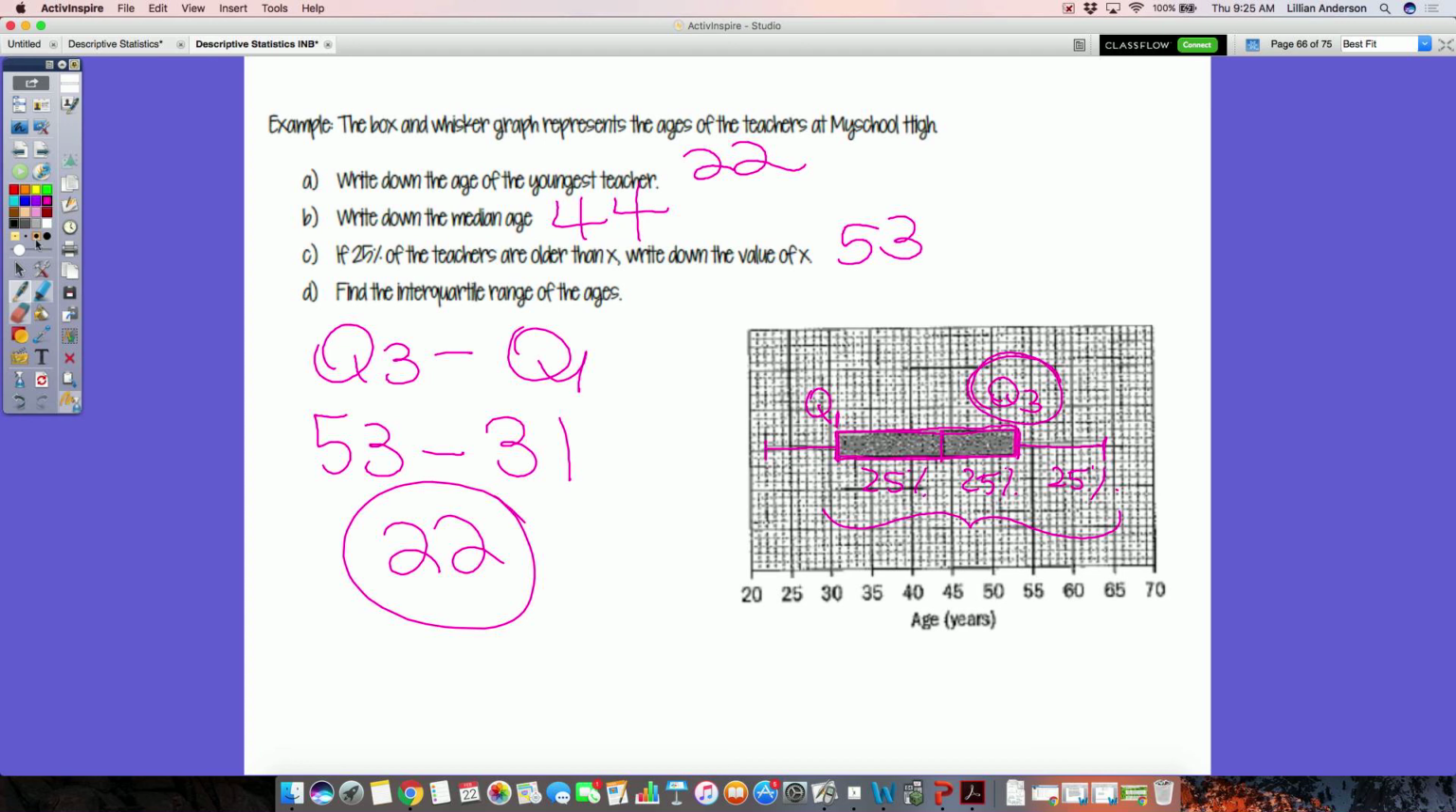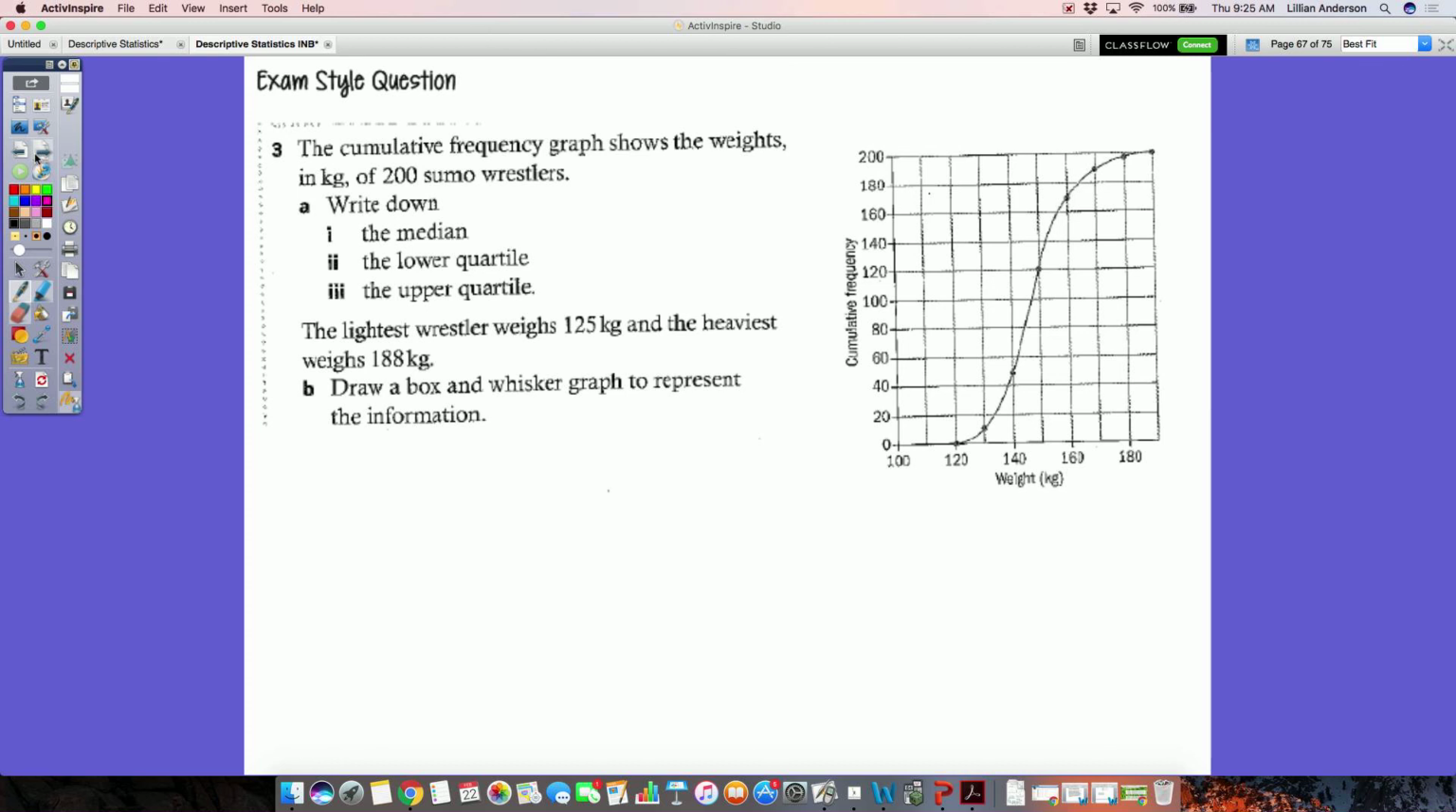Good stuff? Those are also the age of the teacher. And it's also the age of the lower 25%. Go to your other blue foldable. You have a cumulative frequency graph that is shown to you.